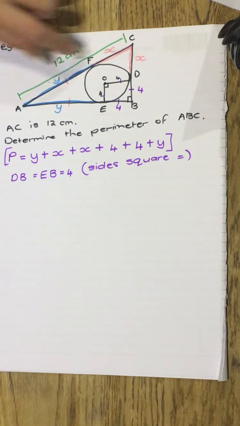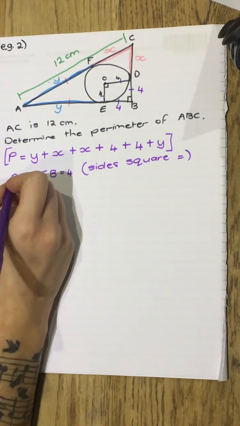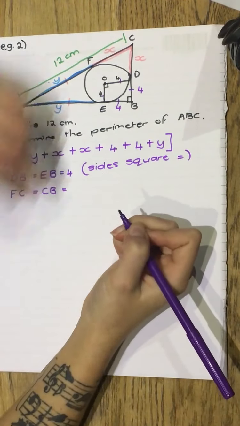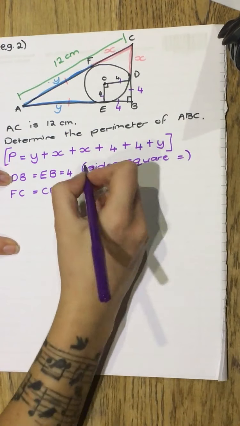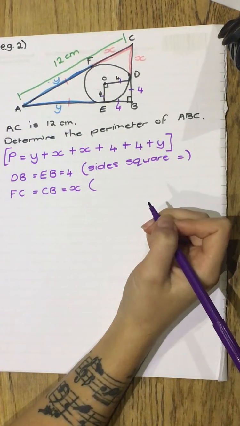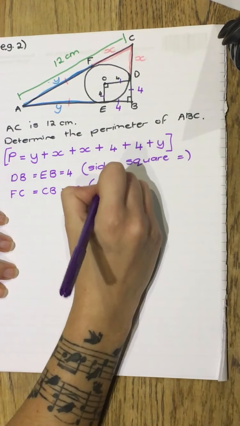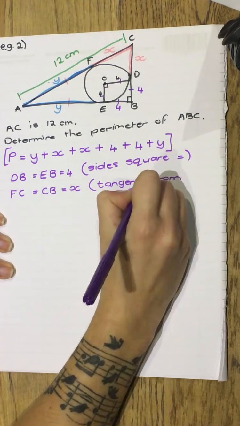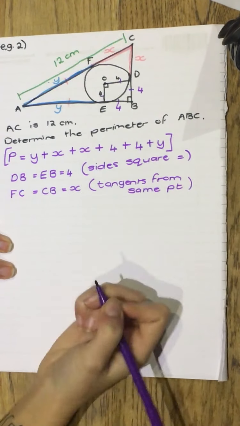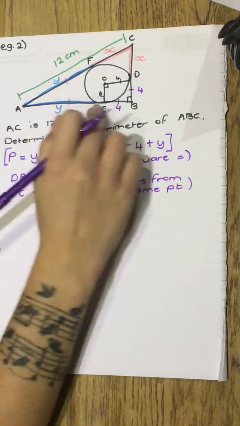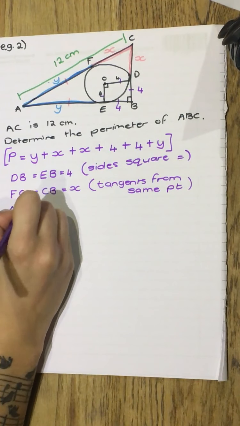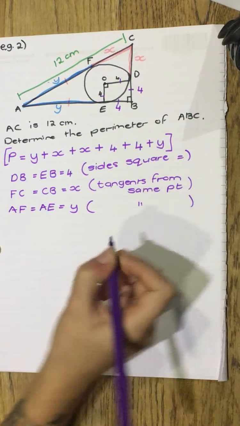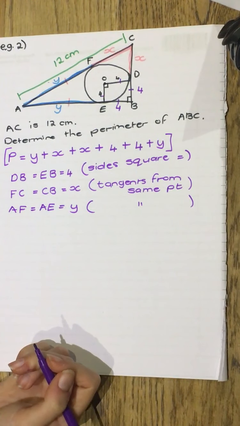Now the next thing we did was we said that these two sides were equal. So I'm going to say FC is equal to CD, which I'm going to put here x because we labeled it x. I'm going to say it's equal to x. Why? What was this theorem? It is tangents from same point. And then lastly, this one as well is what we did. We said AF is equal to AE, which equals y. And I'm not going to write it again, but it's the exact same reason. So copy that down. Tangents from same point.